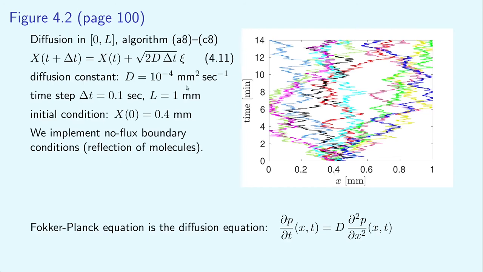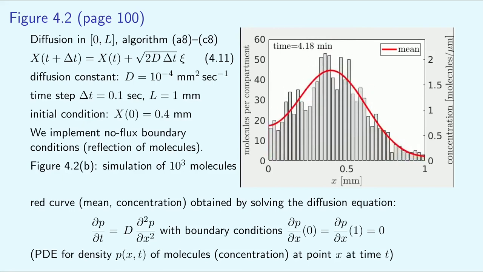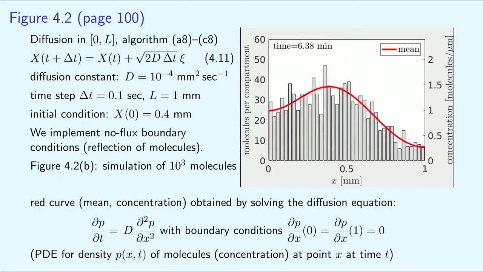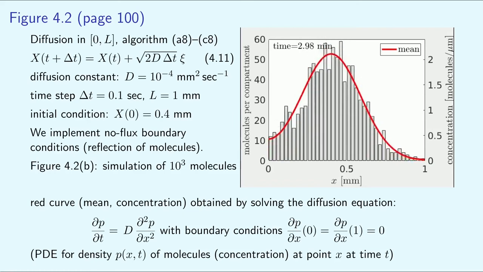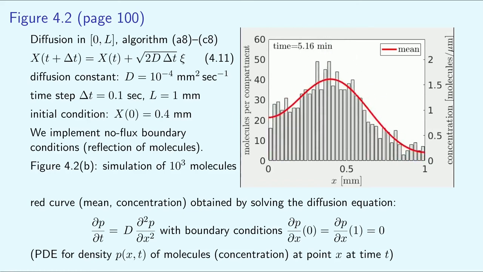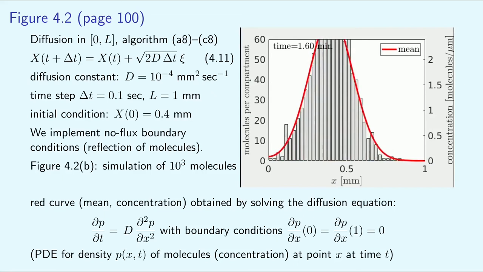Since we use the SDE 4.11, we know that it can be equivalently described by the corresponding Fokker-Planck equation for the time-evolving probability density function, which can also be interpreted as the equation for the number density of diffusing particles. In figure 4.2b, we present a simulation of 1,000 particles. To visualize our results, I divided our domain, interval 0 to L, into 40 compartments and count the number of molecules in each compartment. The results are plotted as gray histogram in figure 4.2b in the lecture notes or in this video. Figure 4.2b from the lecture notes is just a snapshot of this video at time 4 minutes, while this video illustrates the dynamics of the system from the initial time until time 10 minutes.